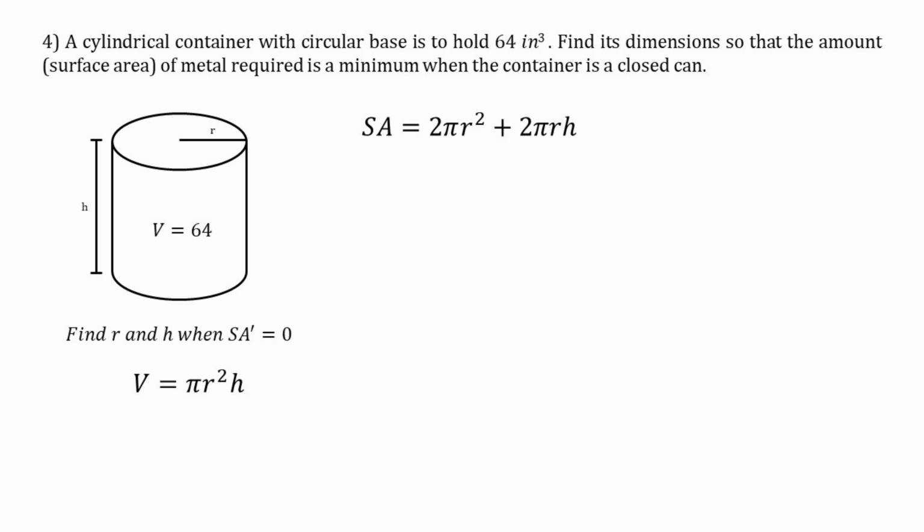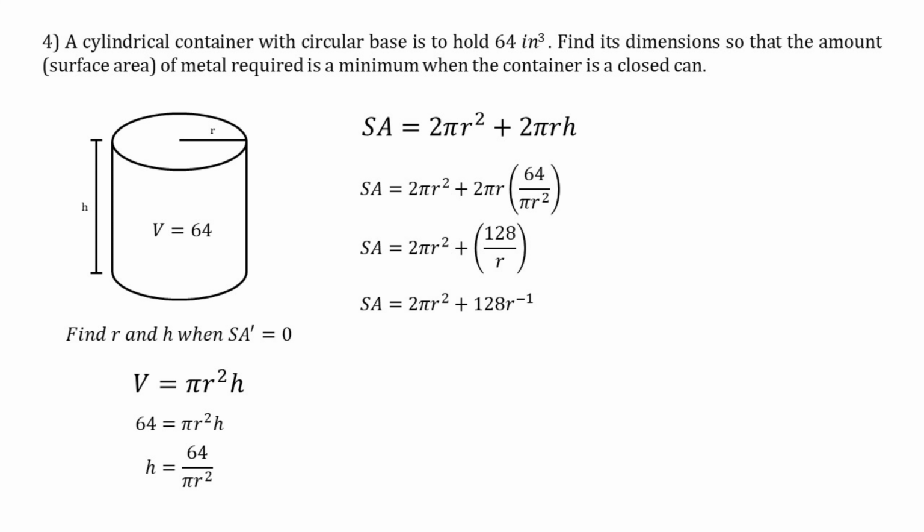Given that the volume is 64 cubic inches, we can substitute it into the volume formula and get h in terms of r. h equals 64 over pi r squared. Now, replace h. Surface area equals 2 pi r squared plus 2 pi r times the quantity 64 over pi r squared.